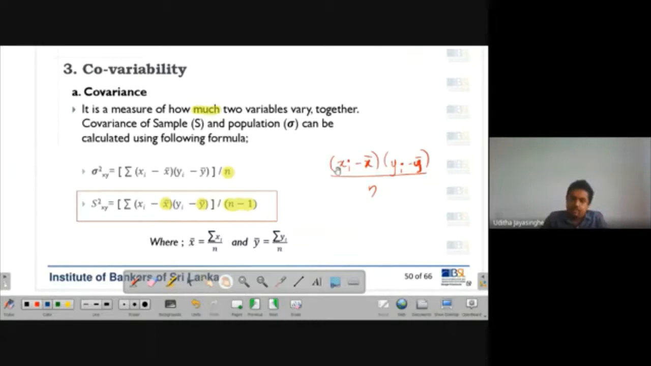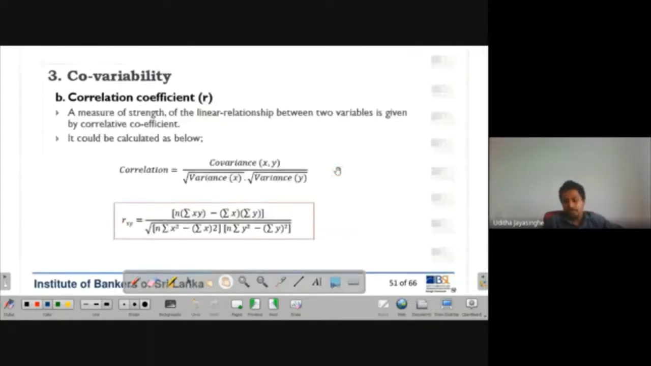You can't. Why? Because this computation, xi minus x bar multiplied by yi minus y bar divided by n minus 1, is obviously going to come out as an absolute number. So just by looking at an absolute number, students, you can't comment on comparison. You can't comment on whether it's a strong, weak, or no relationship. For that, we require one more additional covariability indicator, which we call the correlation coefficient.